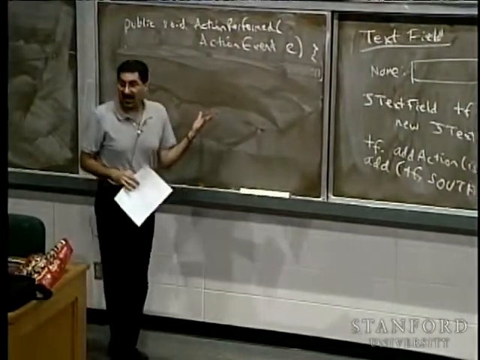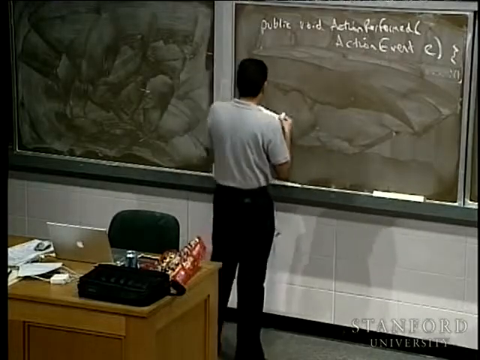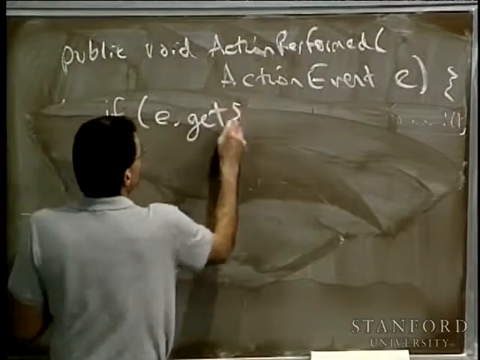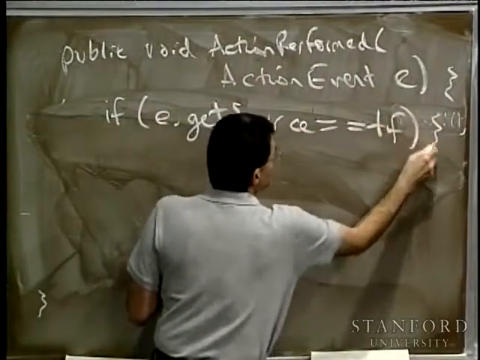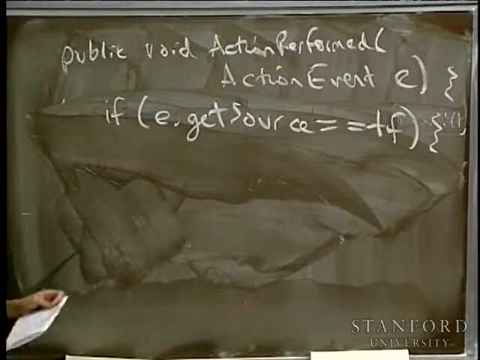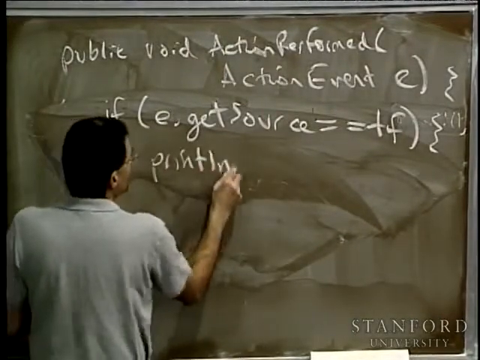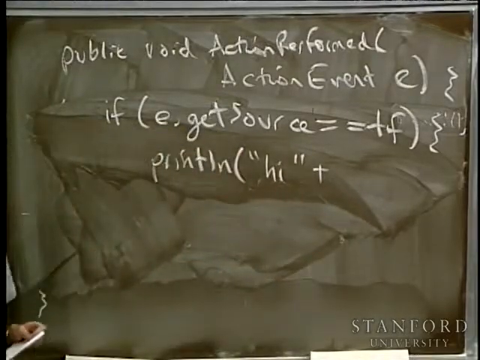What you're going to do is use your friend that you just saw, e.getSource. So inside here, you're going to say, if e.getSource is equal to TF. And at this point, all kinds of warning bells should go off for you. Maybe inside here you want to do a println, where you say hi, and then add to it the text that's in that text box.